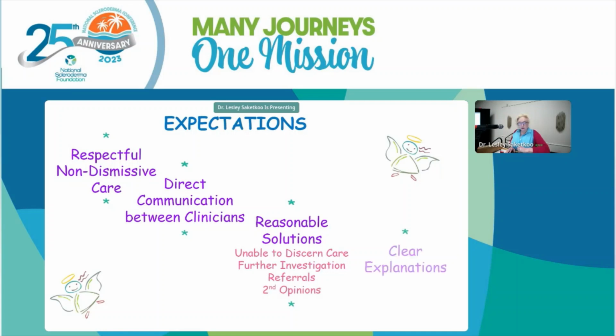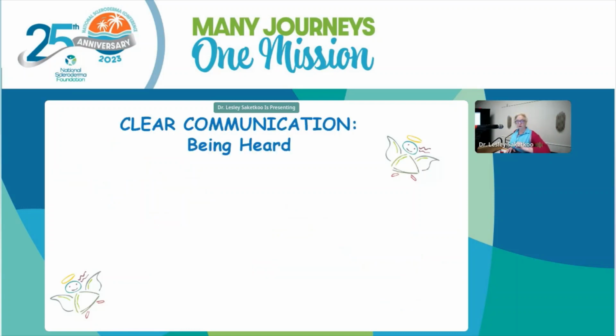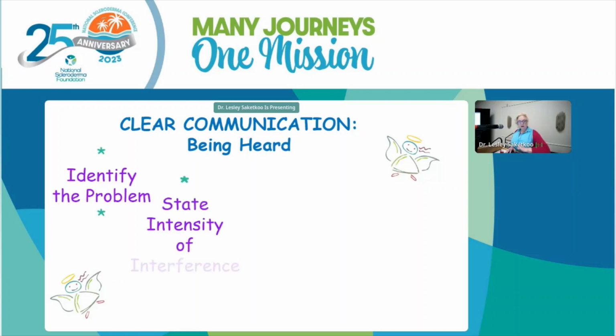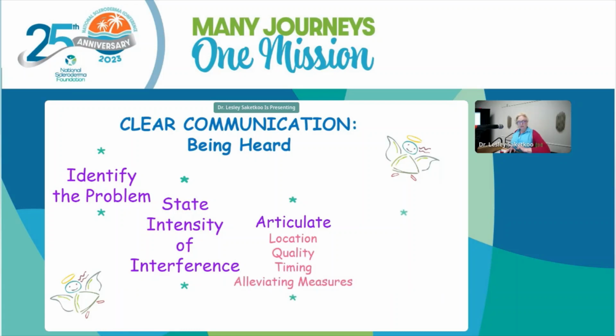And then clear expectations. When we're leaving our visit, we should have some firm plan that we feel like we can work with, or we'll get a phone call later to discuss that element based on some other tests. This is what we should be able to expect from our visits with our healthcare provider. So clear communication, being heard again: identify the problem, state the intensity of the interference, articulate, and be engaged.